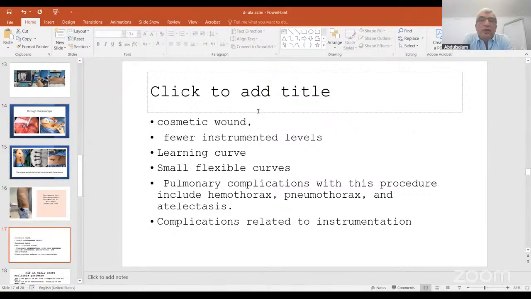Of course, you are going through and you are cutting the pleura and you are going in. And complications related to instrumentation, of course, but it's minimal. Actually, of the complications, maybe the vascular issue is the most important one.